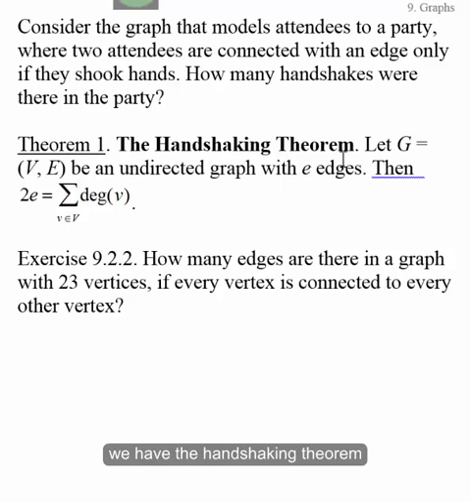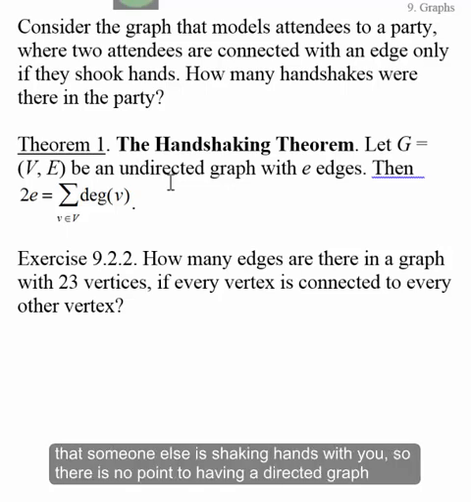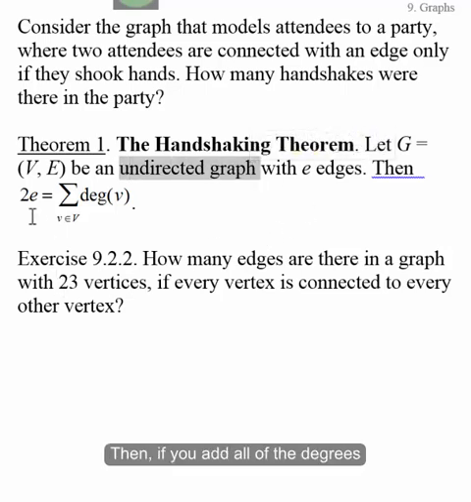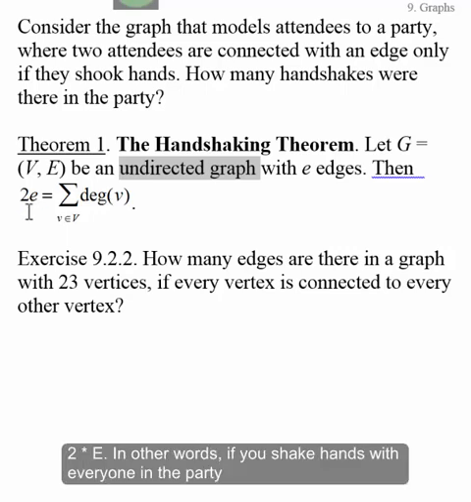we have the handshaking theorem. If you have an undirected graph, so because if you shake hands with someone else, that someone else is shaking hands with you, there is no point of having a directed graph. It's either you shake hands or you don't shake hands, so that's an undirected graph. Then if you add all of the degrees of the vertices of that undirected graph, that is going to be equal to 2 times E.